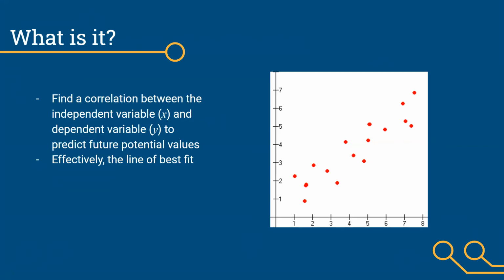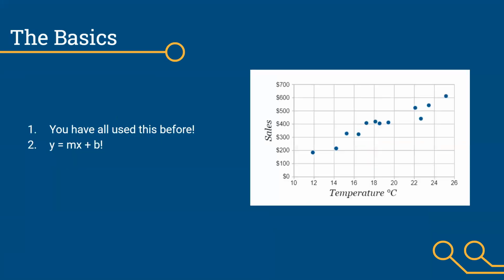We have a scatter plot, and we just need to find some kind of correlation between the two. We have an independent variable and a dependent variable, and we're just trying to find a line of best fit. That's all we really want to do here. It's simple, it's not scary, and let's go on.